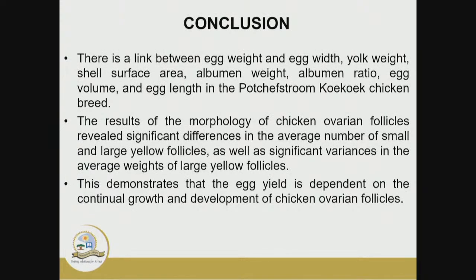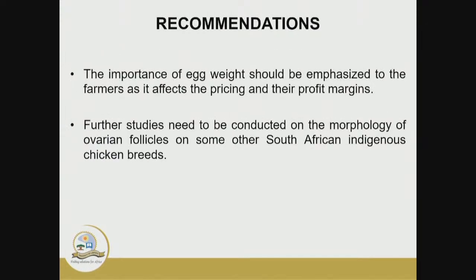And then in conclusion, the study found that there is a link between the egg weight and the egg quality traits mentioned there. And again, the morphology findings have indicated that there is a significant difference in the average number of small and large yellow follicles, as well as the average weight of the large yellow follicles. And this shows that egg yield is more dependent on the continual growth and development of chicken ovarian follicles.